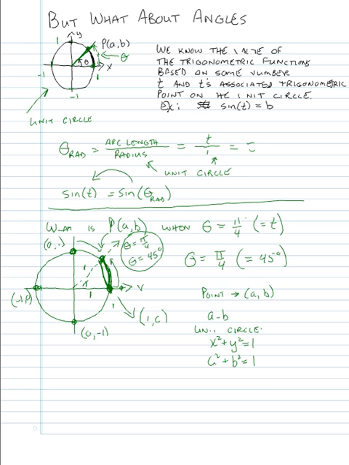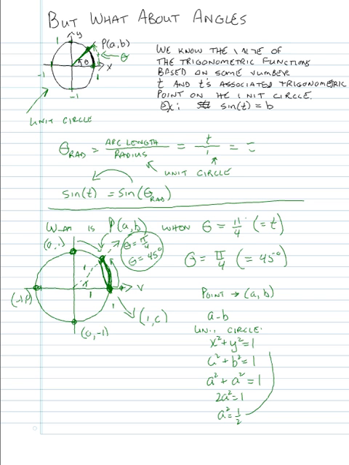Now in this particular case, when our angle is pi over 4, or 45 degrees, then we know a and b are the same. So why don't we replace b with a, since they're the same. So we end up with 2 a squareds is equal to 1. Well, that means a squared is equal to 1/2.